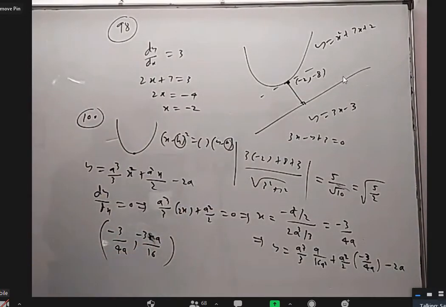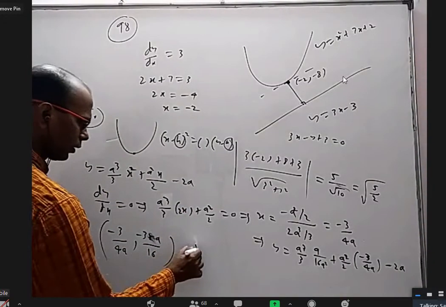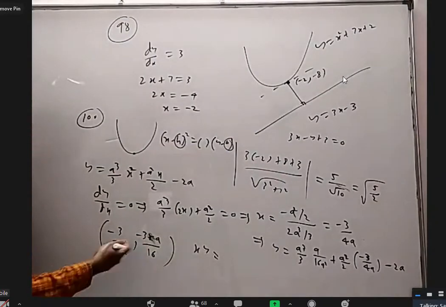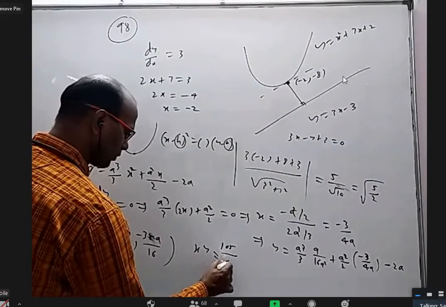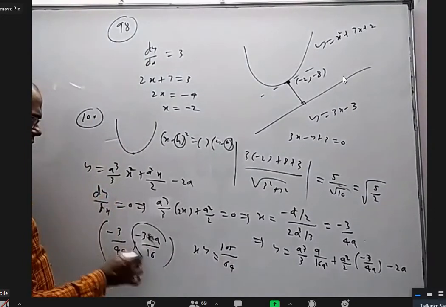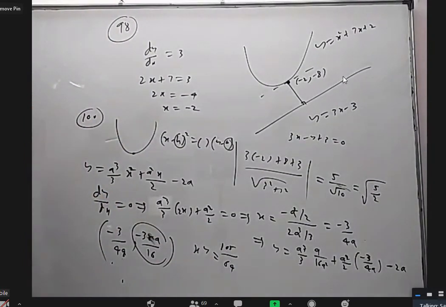Now how to eliminate a is very easy. Multiply these two, directly a will get cancelled, because as a changes, the vertex will change. Oh, sorry, this is some 105 by 64. I may be wrong with the y coordinate, then the answer may change.